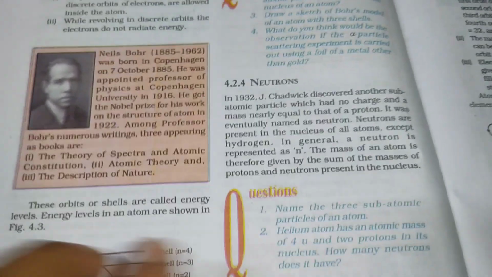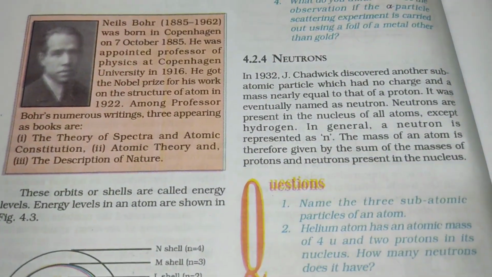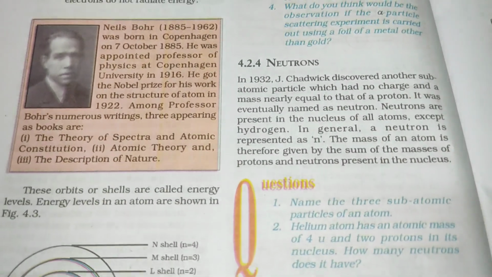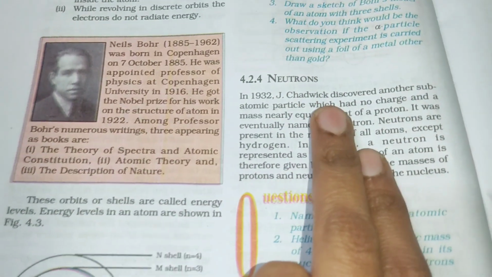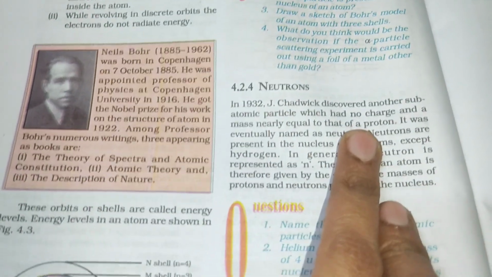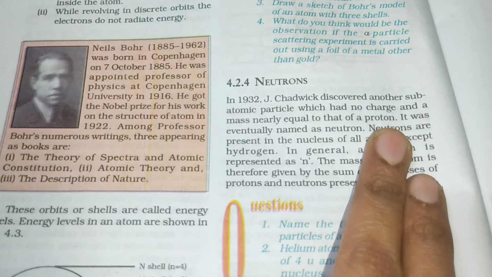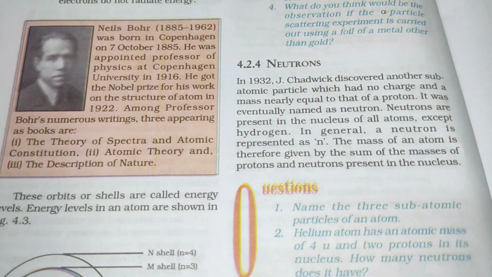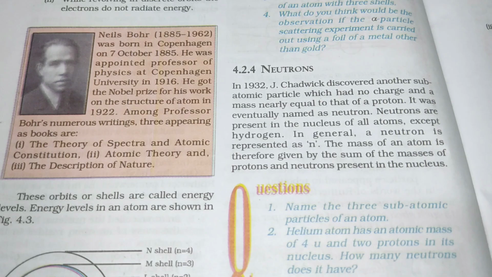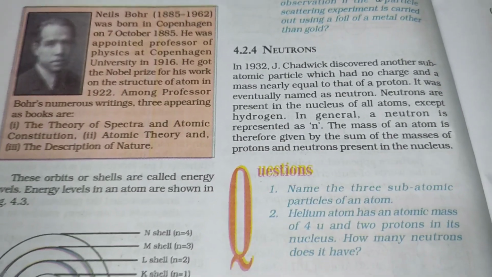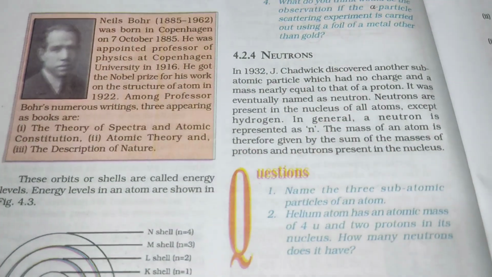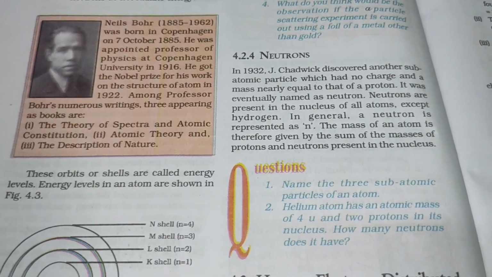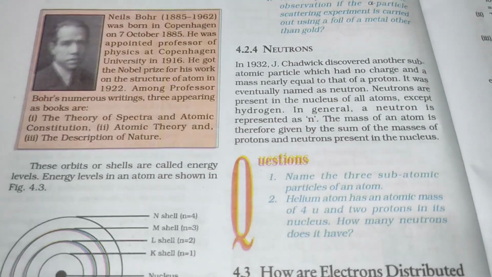Next, neutrons. Up to now we only discussed protons and electrons. After that, neutrons came to light through Chadwick. James Chadwick discovered another subatomic particle, which has no charge, and its mass is equal to that of the proton. Where is it present? It is in the nucleus. It was eventually named the neutron, and it is present in the nucleus of every atom except hydrogen. Hydrogen has no neutron; it has only one proton and one electron, as its atomic number is only 1.